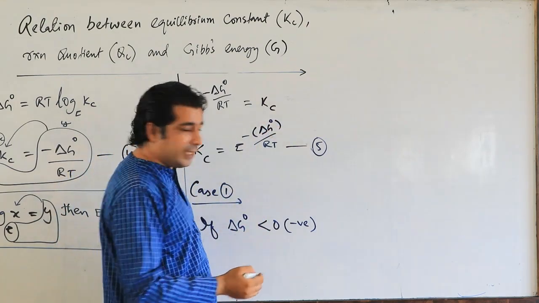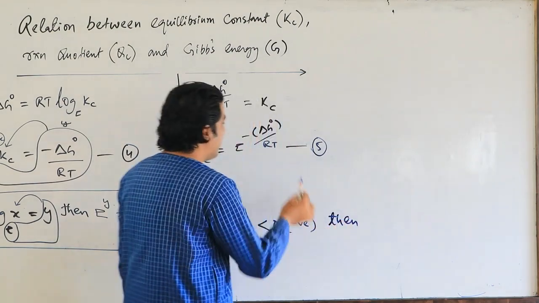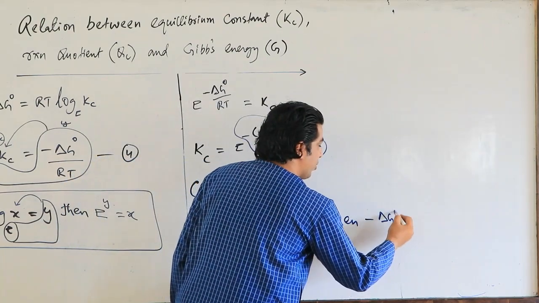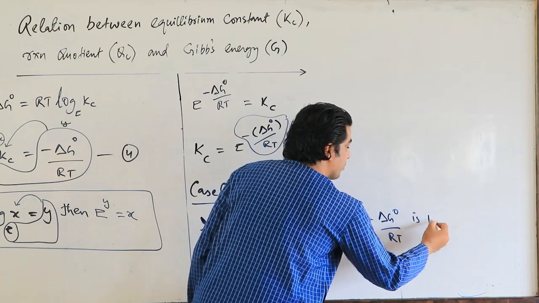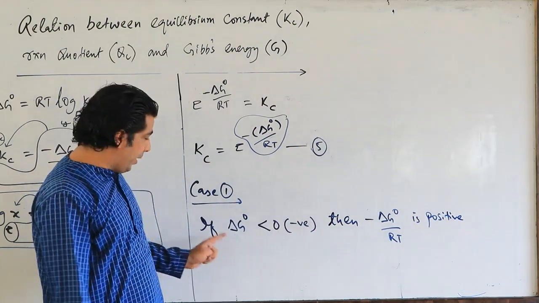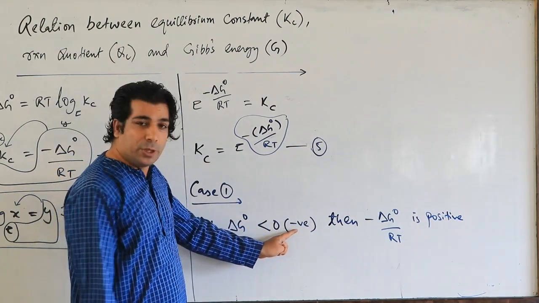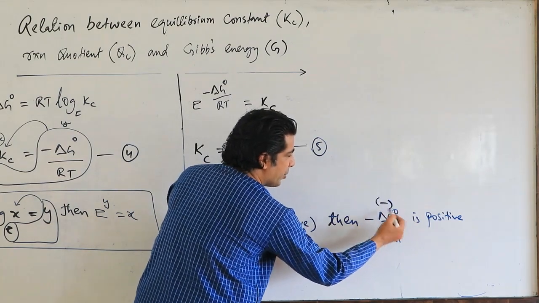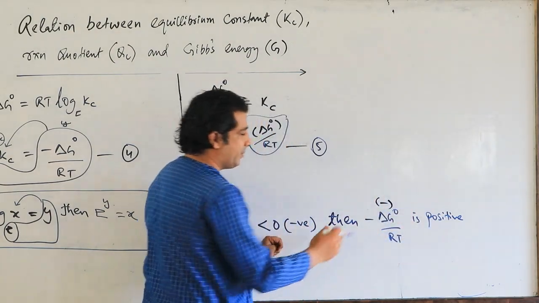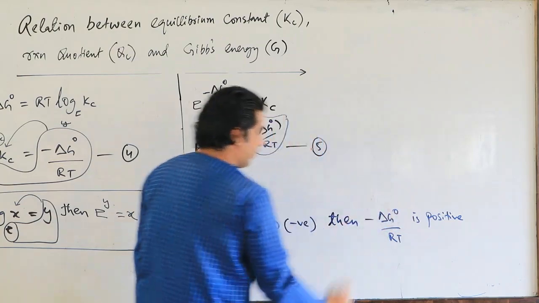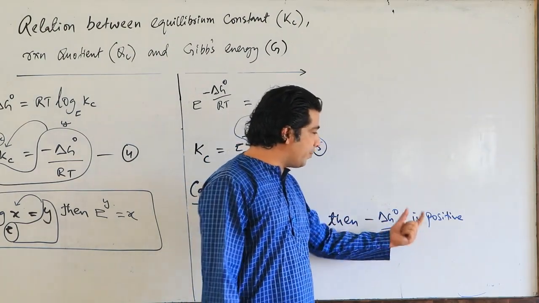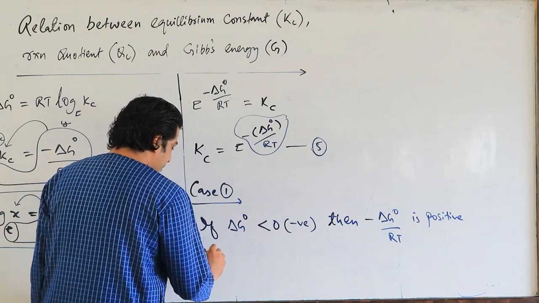So if delta G naught is less than 0, then this entire expression, minus delta G naught upon RT, is positive. Now somebody may think, how is it positive? I just told you right now, if delta G naught is less than 0, that is negative. So in place of this delta G naught, what do I have to write down? Negative. Then negative into negative will become what? Positive. So this entire expression will become positive, my dear friends. Correct? So we have a positive expression. So once again, if delta G naught is less than 0, then minus delta G naught upon RT is positive. Okay?